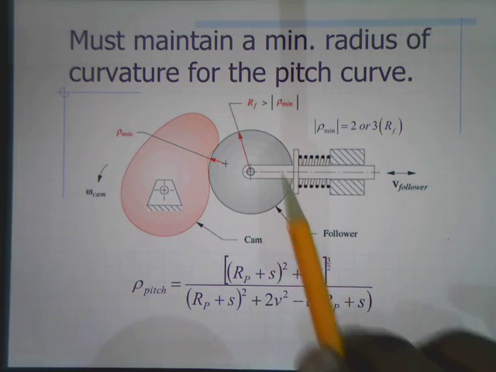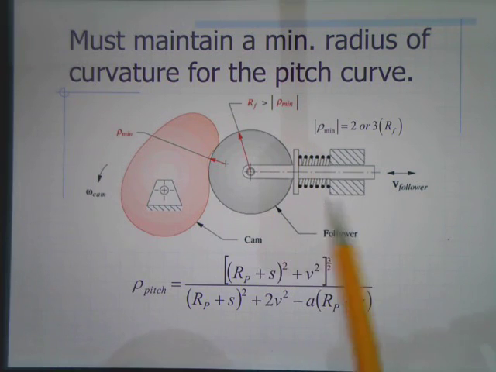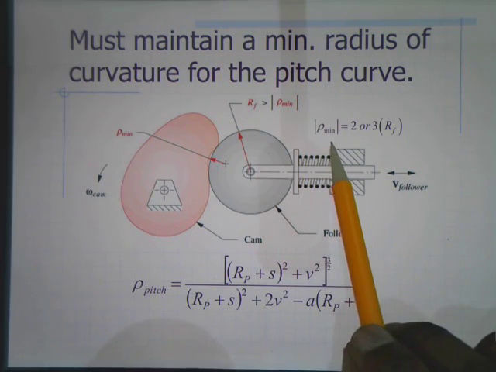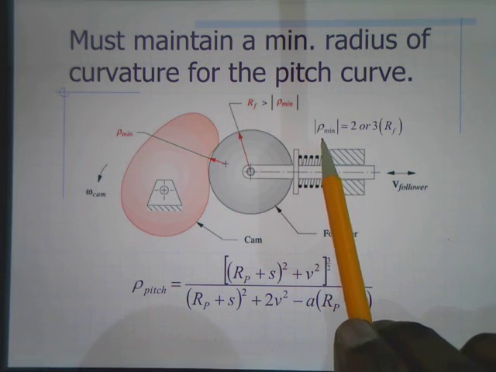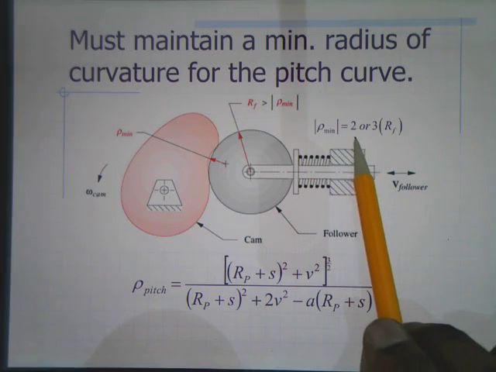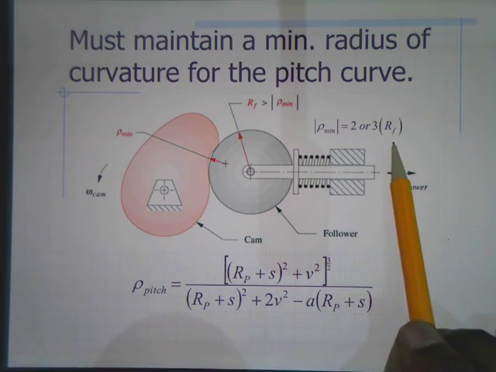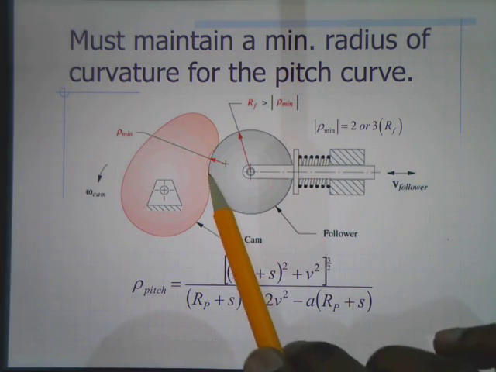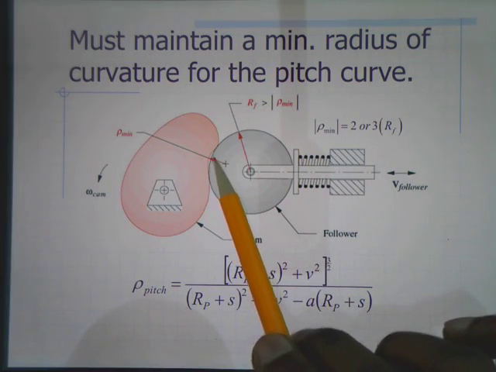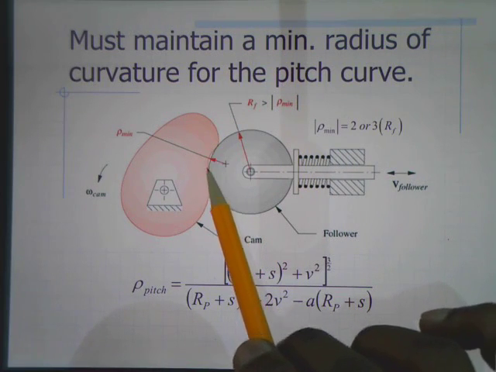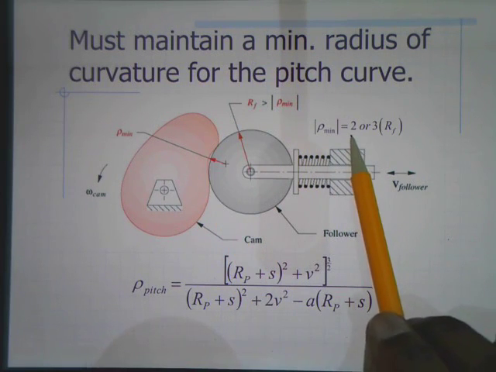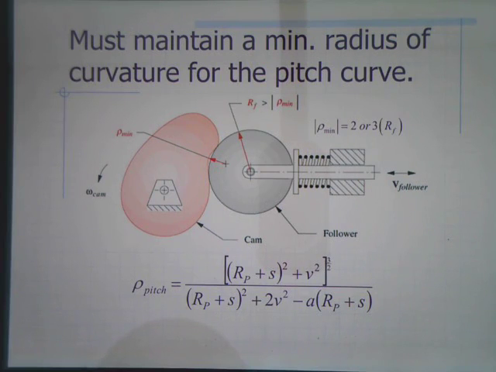So what we need to always remember is that we have another requirement here, not just that the pressure angle be less than 30, but also that the minimum radius of curvature be 2 to 3 times the size of our follower radius. We don't want to have a situation like this. We want to make sure that this gets a lot bigger than it is currently. It needs to be 2 or 3 times the roller follower radius.